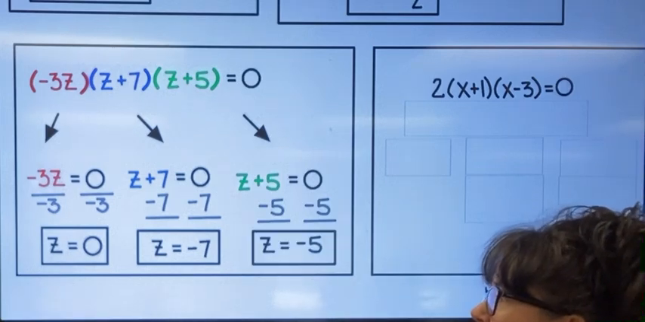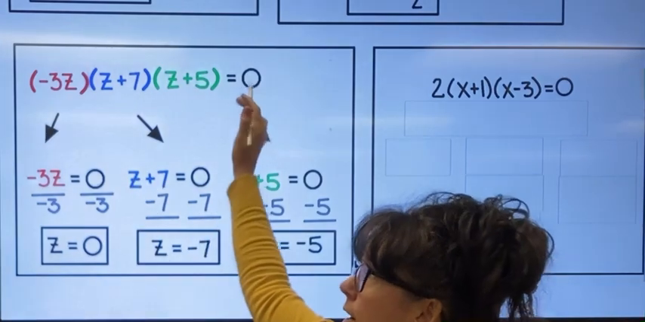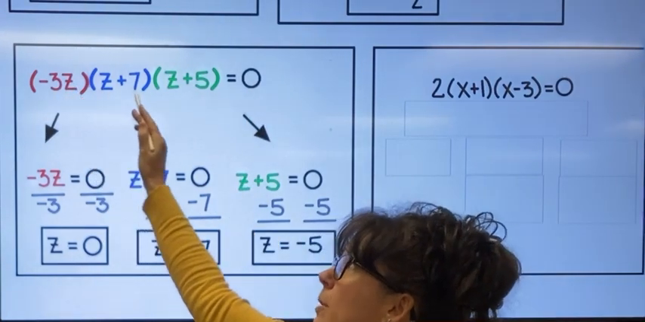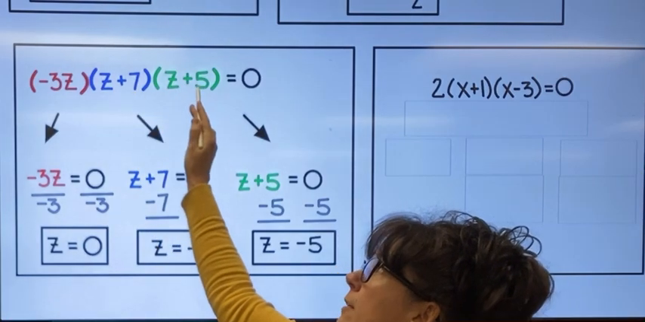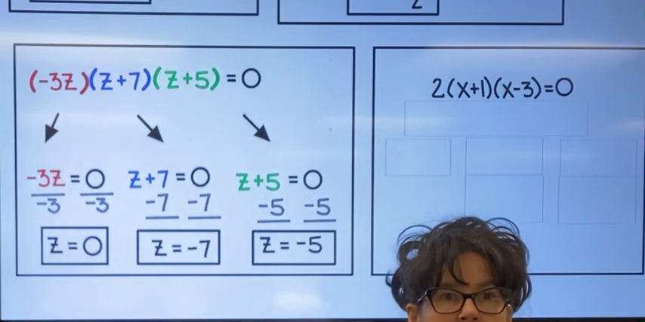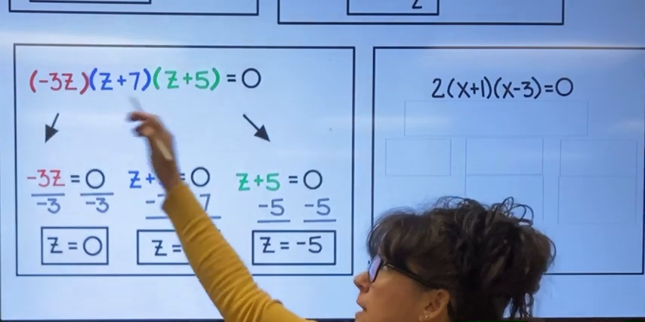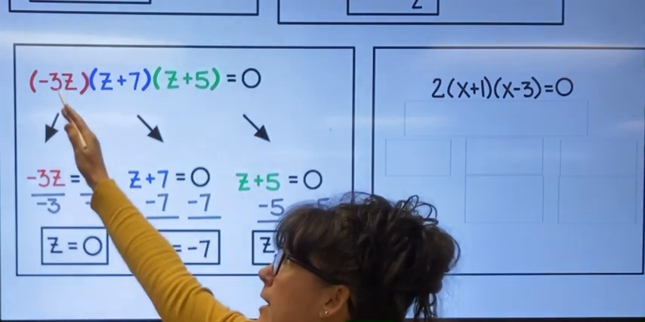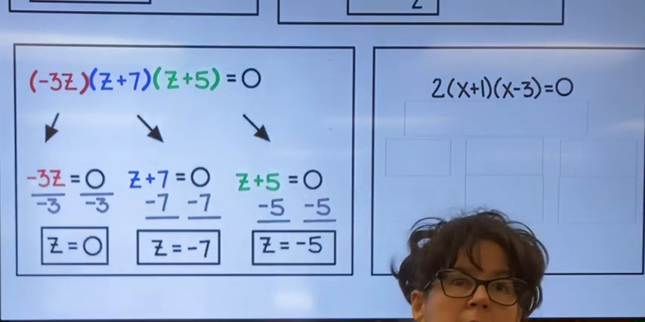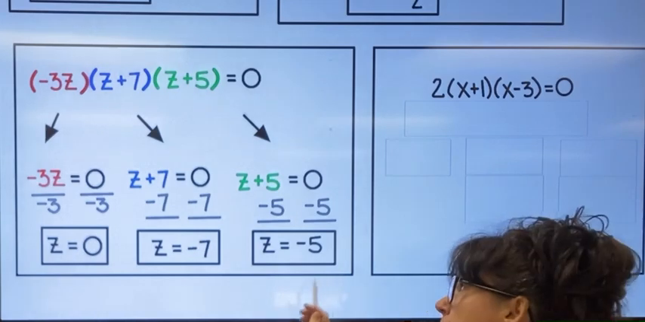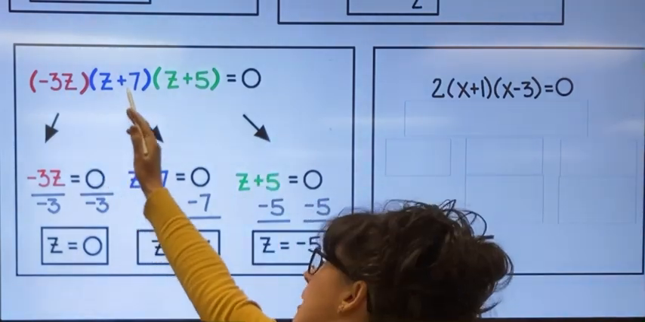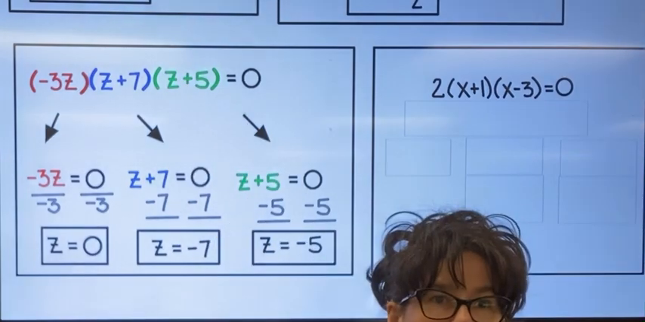And what just happened is if I plug 0 back in here, negative 3 times 0 is 0. 0 plus 7 is 7. 0 plus 5 is 5. 0 times 7 times 5 equals 0. Or if I plug negative 7 up here, I end up getting 21 times 0 times negative 2, which is 0. And if I plug negative 5 back in here, I'll get 15 times 2 times 0.